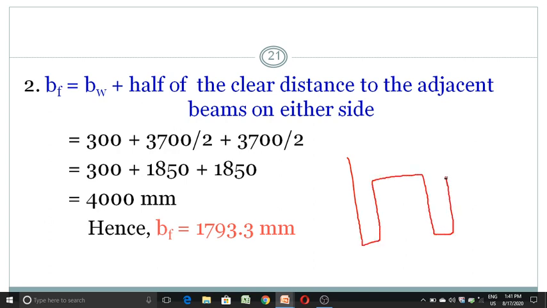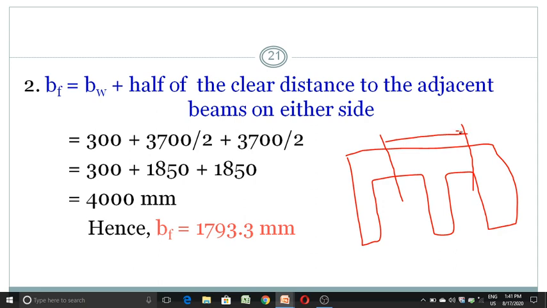Effective width of the flange. We can calculate another way also, that is finally we can call it as an actual width, the center to center distance between these two, that is already given to you. So this is 300, this is x1, this is x1. Again add here BW plus x1 plus x2.